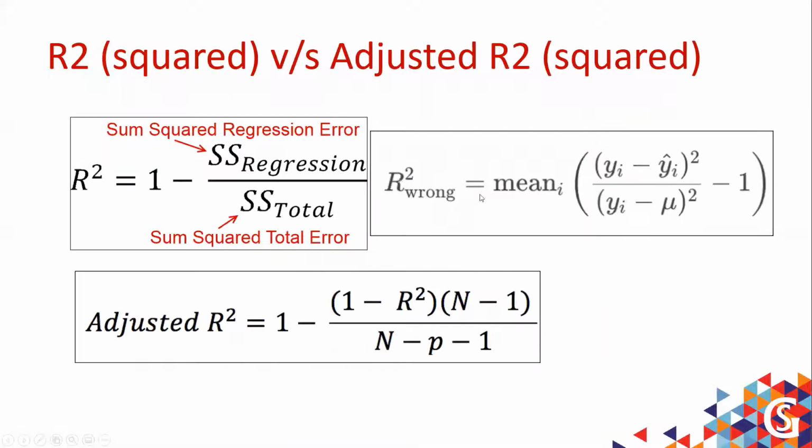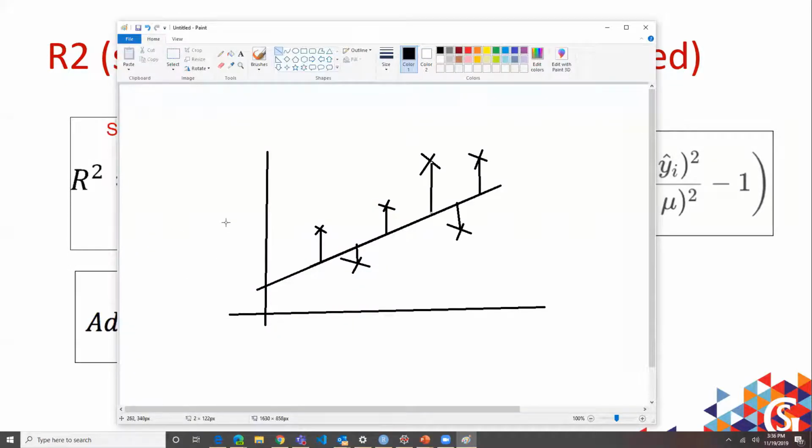The sum of squares comes here like this: yi, which is the actual value, minus yi hat, which is the predicted value. You take the square of that, and you divide that by the median value. This is my median.